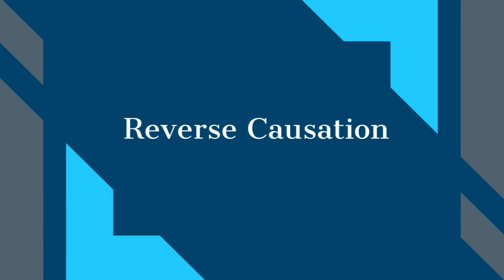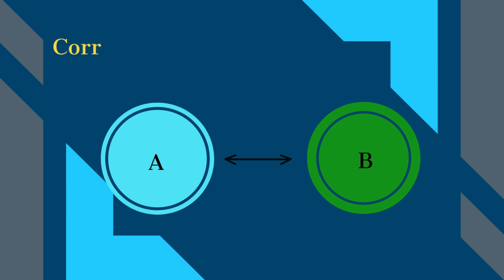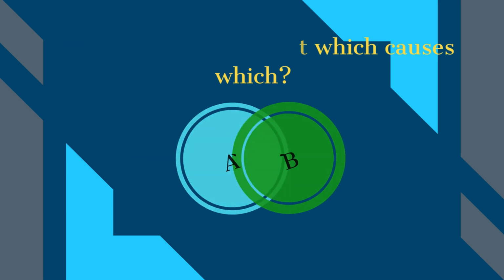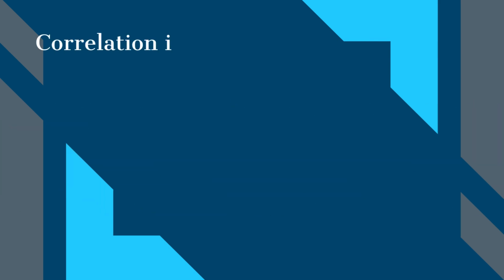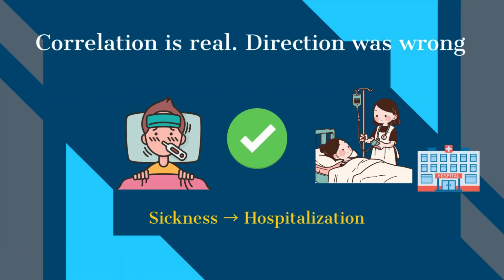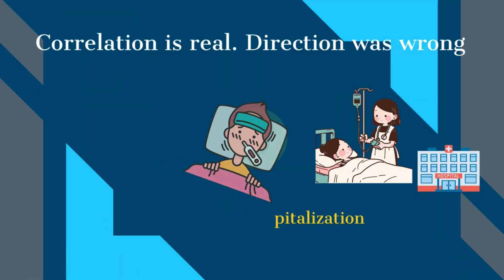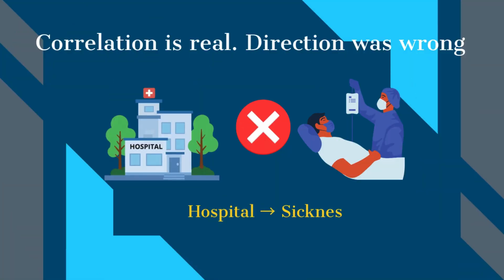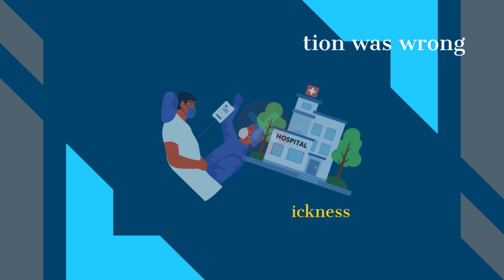Another common pitfall is reverse causation. This is when we correctly identify a relationship between two variables, but we assume causality flows in the wrong direction. For example, imagine a study finds that people who are hospitalized are sicker. This sounds obvious, right? But if you conclude that being hospitalized causes people to be sick, you have got it backwards. It is actually being sick that causes people to be hospitalized.